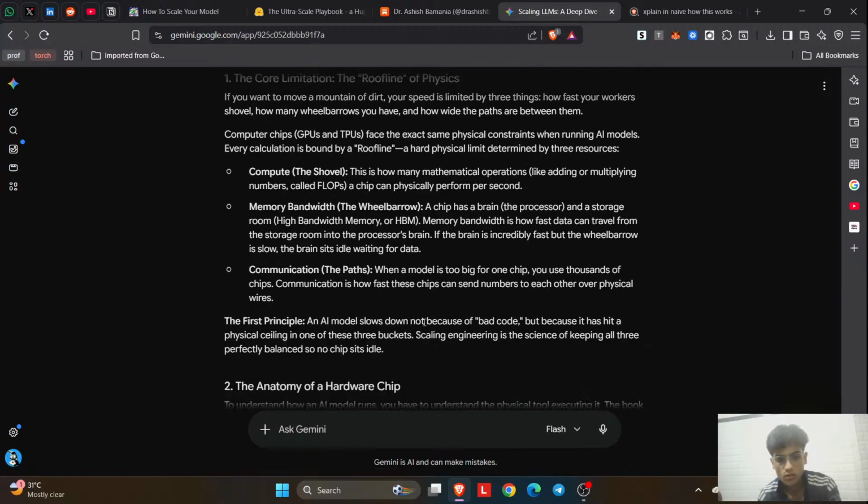An AI model slows down not because of bad programming. It's a physical ceiling in one of these buckets. Scaling engineering is the science of keeping all three perfectly balanced, so no chip sits idle.